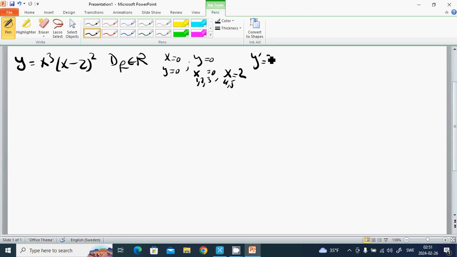y prime equals 3x squared multiplied by (x minus 2) to the power of 2 plus 2(x minus 2)x cubed equals 0. Then we have x 0, x 2, and x 6 divided by 5. And this also is a double root. Then we are going to draw the table.